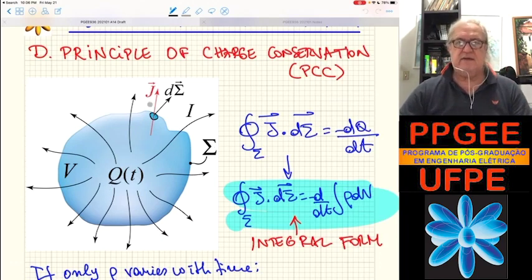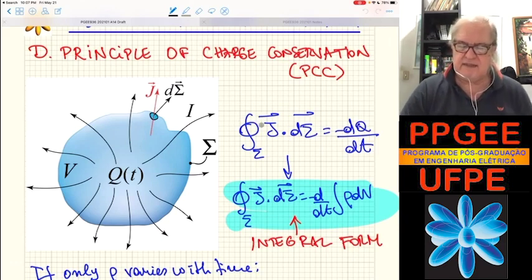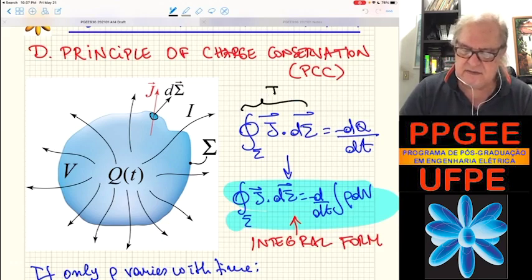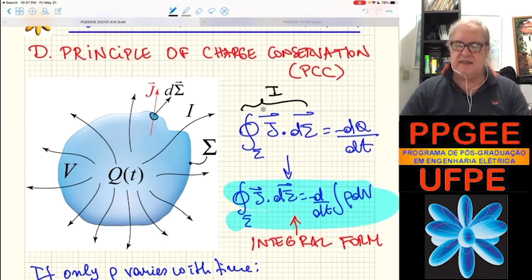The charge is crossing either outwards or inwards across the surface. And the total current is I. So charge conservation implies that the total current that flows across the surface has to be balanced by a change in the total charge, right? If the current flow is positive, this integral, which is I, is the current that flows outwards through the surface. If this current is positive, it means that the rate of change of Q is negative. So we have to have a minus sign here to balance the equation.